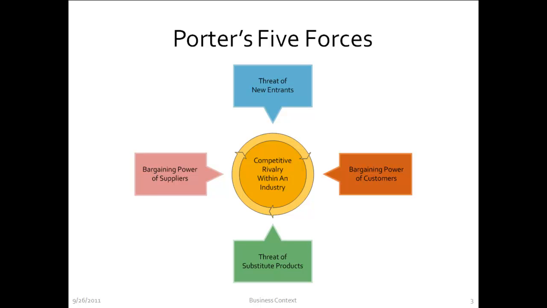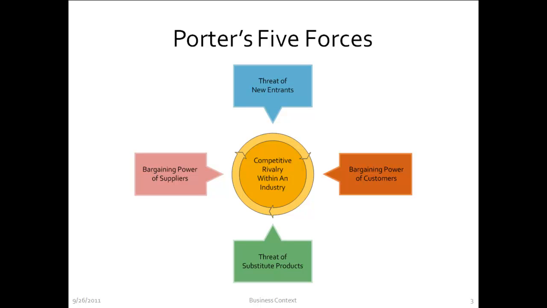The third force, the threat of new entrants, is essentially determined by the cost of entry into a market relative to the potential benefit of entry into the same market. The fourth force, the threat of substitutes, is determined by how well the existing products in the market satisfy and have a hold over the customer.